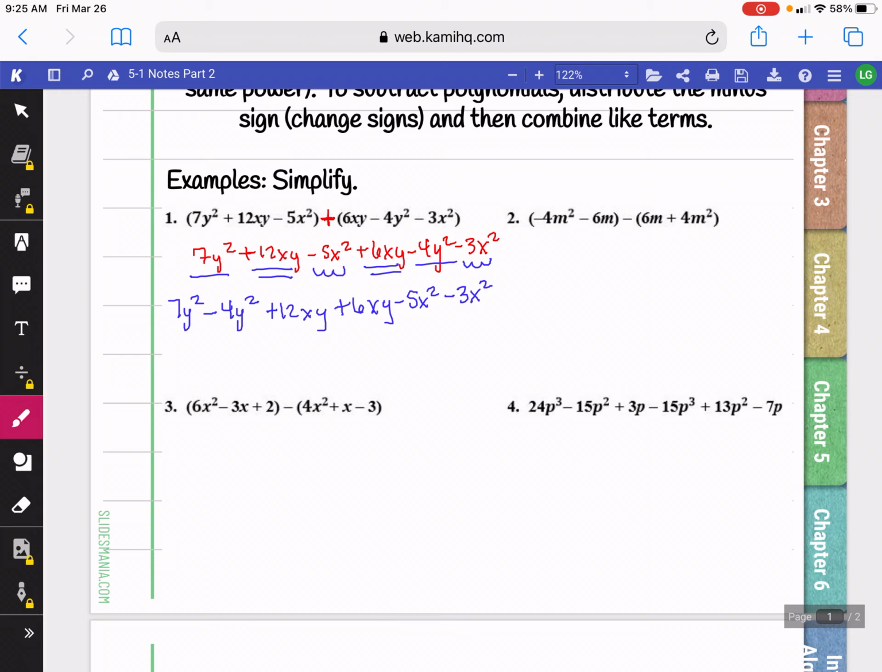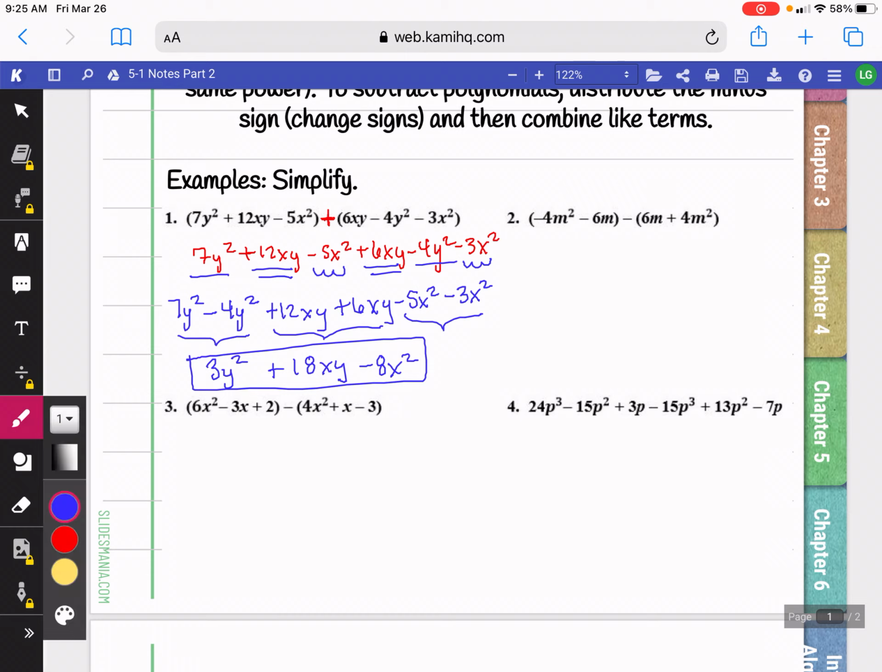So here's 7y squared minus 4y squared is 3y squared. 12xy plus 6xy is positive 18xy. And then negative 5x squared and negative 3x squared would be negative 8x squared. So I just combined the like terms with each other.